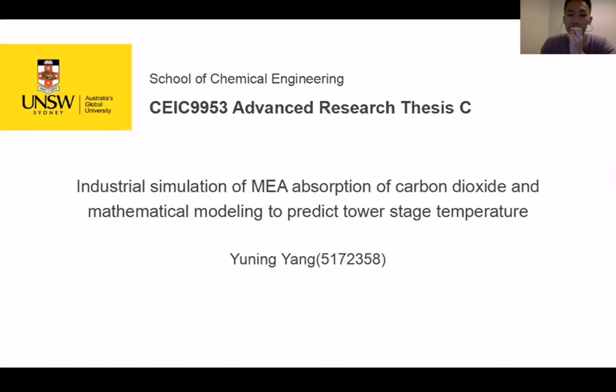The main research object of this paper is the continuous gas-liquid reaction of MEA to carbon dioxide absorption. In this process, Aspen was mainly used to simulate the tray temperature of the absorption tower. Finally, the tray temperature is predicted by mathematical modeling.